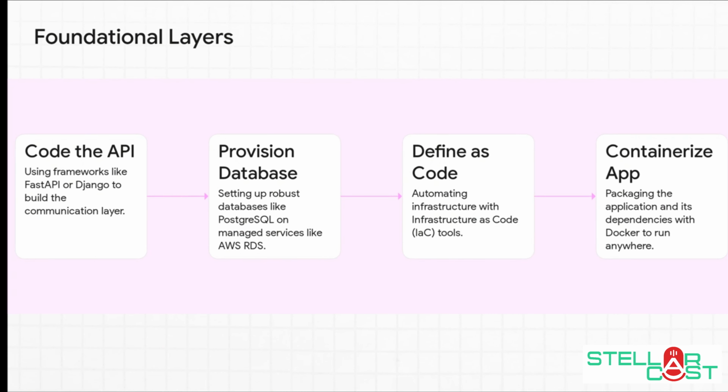So how do we actually build this stage? Well, it really boils down to 4 key layers. First up, we code the API. This is how everything talks to each other, using awesome Python frameworks like FastAPI or Django. Next, we have to get our database ready. We'll provision something really solid like Postgres, probably on a managed service. Then comes the really cool part, defining our entire cloud setup as code, basically a master blueprint. And finally, we wrap the whole thing up in a container using something like Docker, so it can run absolutely anywhere.